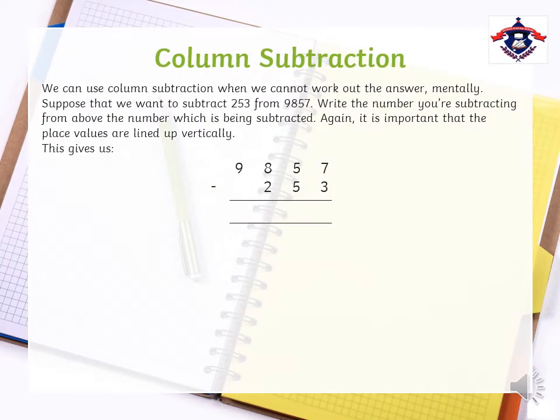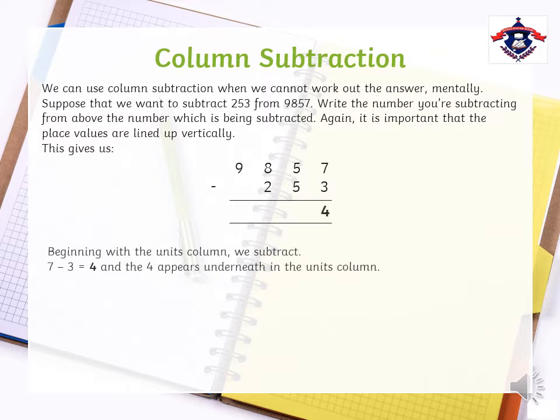What is column subtraction? When we cannot work out two numbers mentally, we can subtract those numbers with the help of column subtraction. Keep in mind that the units are lined up vertically, the tens are lined up vertically, and so on. For example, we want to subtract 253 from 9857. In this question, you have to begin with the units column.